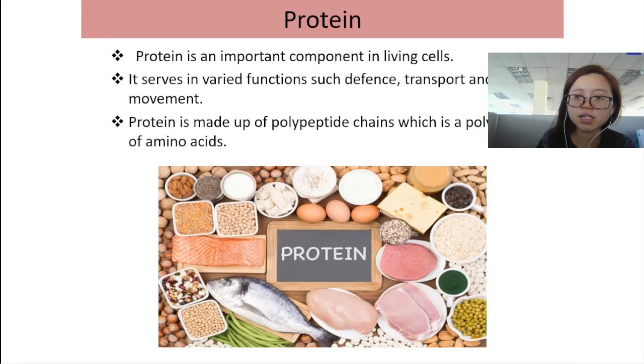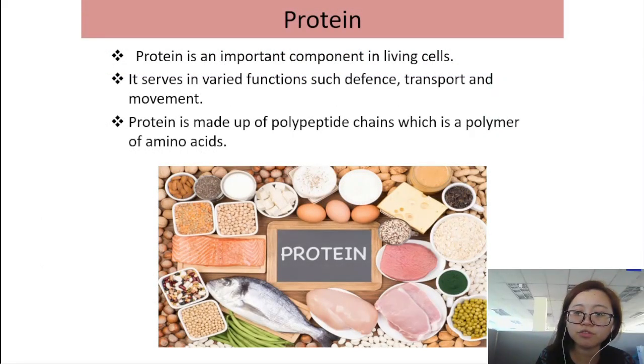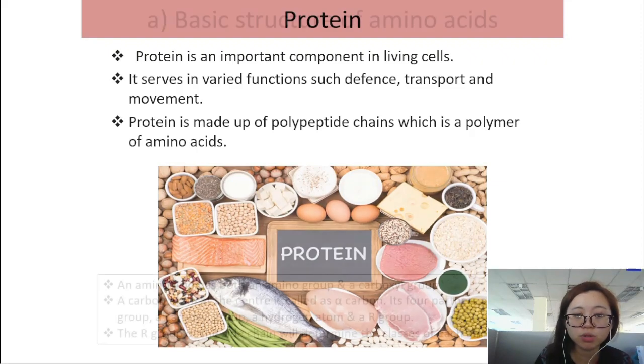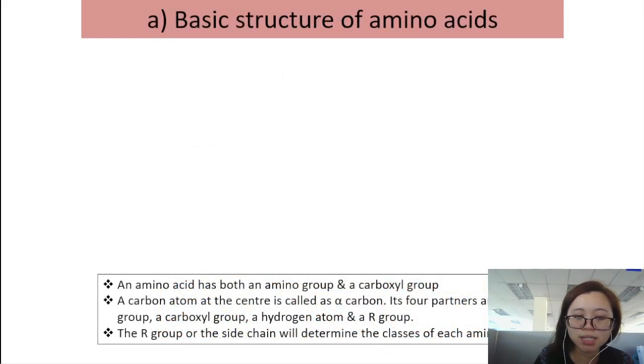Okay, so first things first, proteins. They are a very important component in living things. It serves various functions such as defense, transport, and also movement. A protein is a molecule which is made up of polypeptide chains, which is a polymer of amino acids. So this tells us that the monomer or the basic building block of a protein is amino acid.